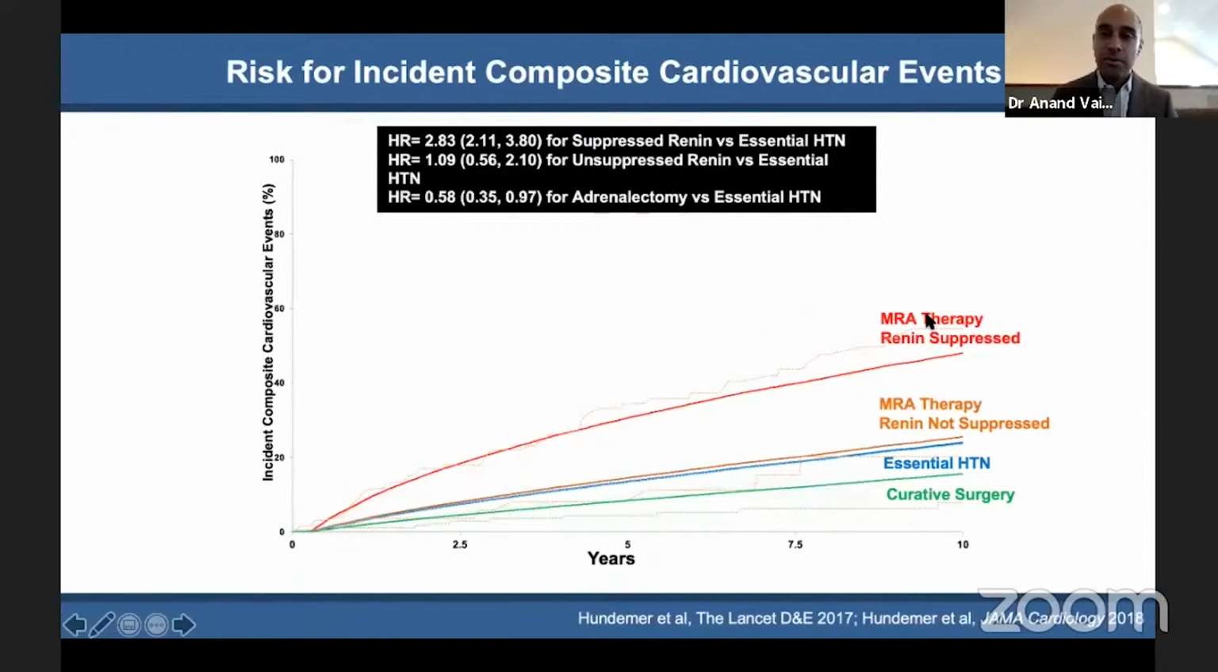But it turns out if you stratify patients who are treated with mineralocorticoid receptor antagonists by what happened to renin, you see a different picture. You can see if you're treated with a mineralocorticoid receptor antagonist and your renin rises, it's not suppressed anymore, as a biomarker that you've adequately blocked the mineralocorticoid receptor, the risk is similar to essential hypertensives. You've mitigated the excess risk. The excess risk is related to those who are treated with spironolactone or eplerenone, and renin remains suppressed. In other words, you have not adequately titrated the mineralocorticoid receptor antagonist to block all the mineralocorticoid receptors.